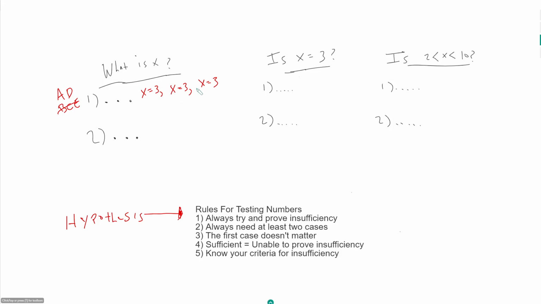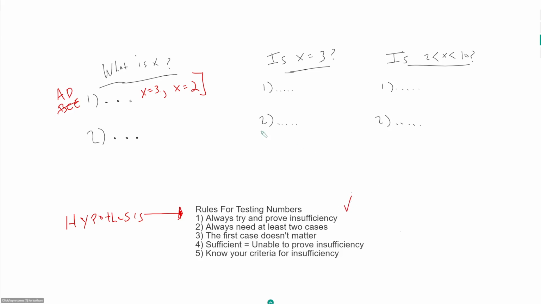Now that is impossible. What is possible, though, is to prove insufficiency, because to prove insufficiency, I only need 2 values. I only need 2 examples, because once I get a value of X is equal to 3 here, if I can then get a second example of X is equal to 2, I have now proven insufficiency because I have come up with 2 different values for X. And so what does this mean? I'm always trying to prove insufficiency.